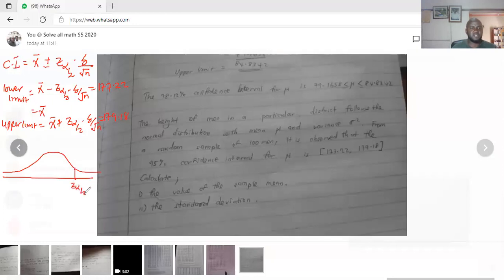Z alpha over 2. It was 95% confidence. When you have 95% confidence, it gives you 0.475. So we look for the Z value which gives us 0.475.